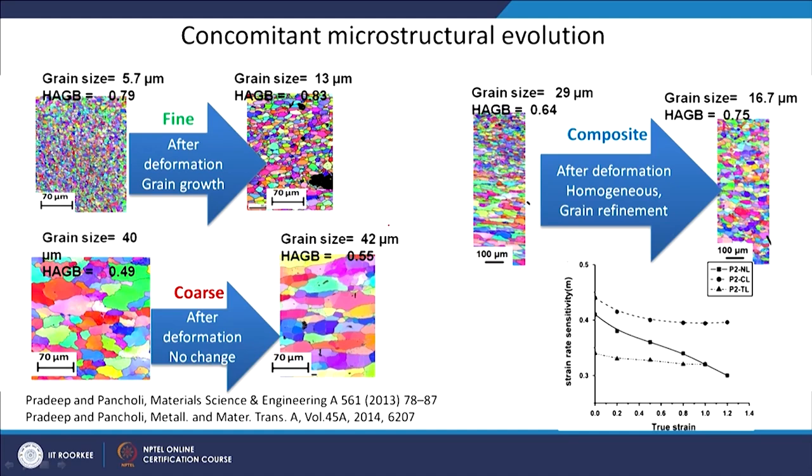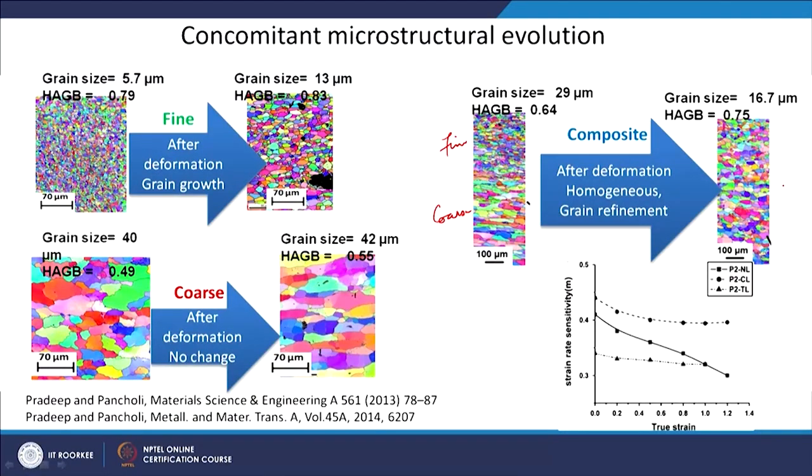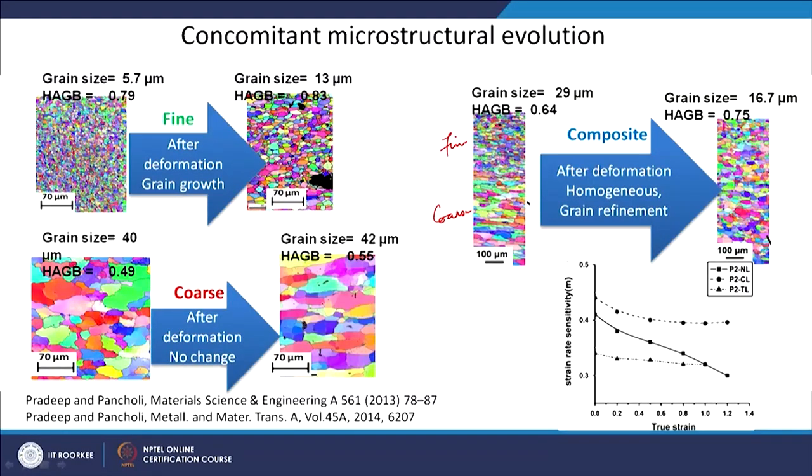Whereas, if you see the composite microstructure, this is the gradient you can see in the microstructure, fine grain, coarse grain. So, this is my fine grain, this is my coarse grain material. And after deformation, you see the microstructure is now uniform throughout the cross section. So, this coarse grain microstructure has undergone dynamic recrystallization, which is what we call continuous dynamic recrystallization, and refinement is taking place. Whereas, in a uniform coarse grain material, you do not see any CDRX. So, these fine grains are somehow helping the coarse grain to undergo the CDRX process, and you can see the effect on grain size also. It is going from 29 micron to 16.7 micron.